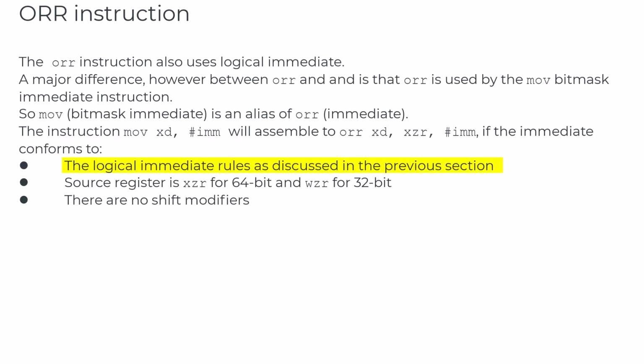So it needs to be able to form a logical immediate. And we've discussed this previously. The source register is XZR for 64-bit or WZR if you're using 32-bit. And finally, that there are no shift modifiers.